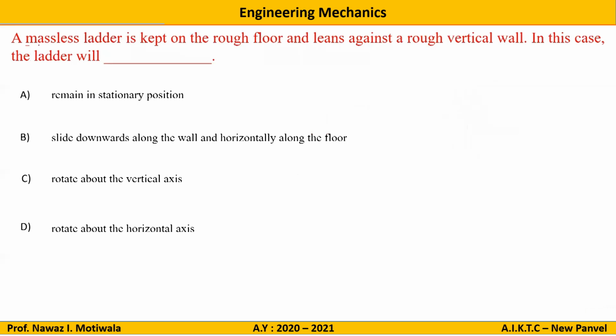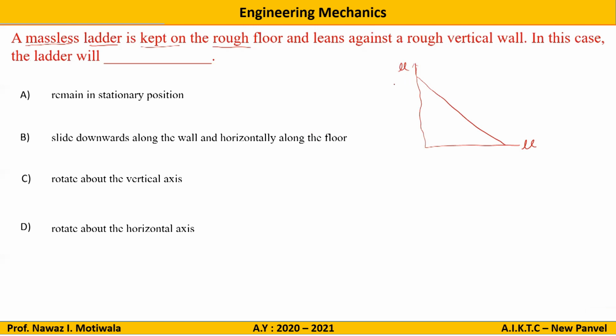Next question. A massless ladder is kept on a rough floor. There is a ladder kept on a rough floor. So there is coefficient of friction present here, and against a rough vertical wall. So here also the wall is rough, so here also there is some coefficient of friction.